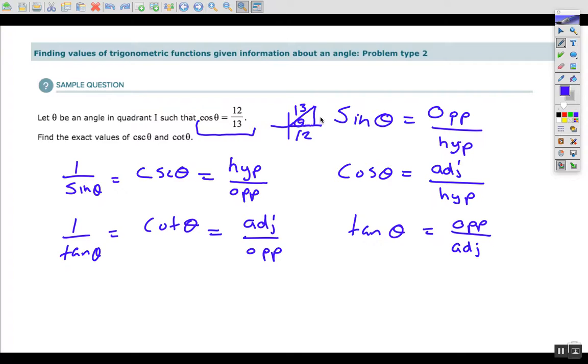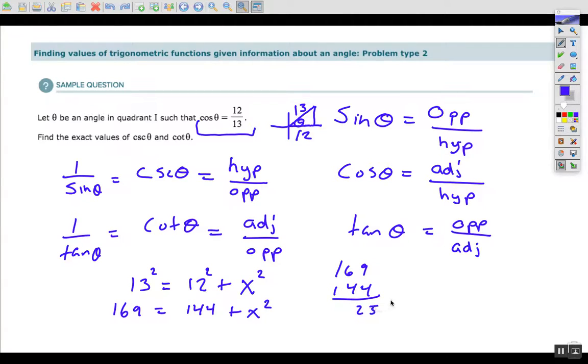So we're going to use the Pythagorean theorem to determine this unknown side. So 13 squared is equal to 12 squared plus, I'm just going to call that x squared. So it gives us 169 is equal to 144 plus x squared. And that gives us 169 minus 144 gives us 25. So that tells us that x squared is 25, so x is equal to 5.